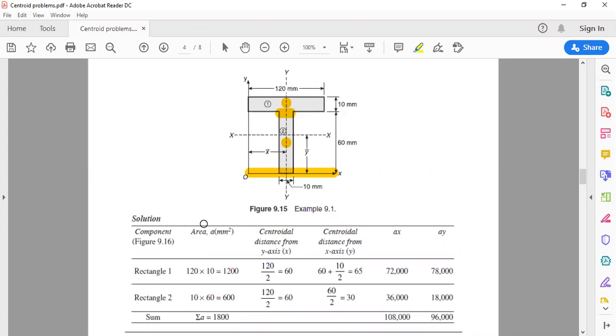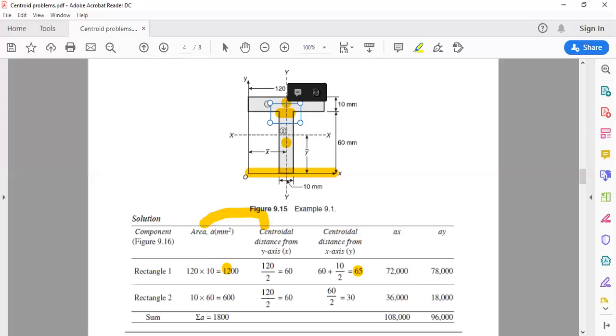So next I have ax, which is a into x. So 1200 into 60 is 72,000. And ay is 1200 into 65, which is 78,000.